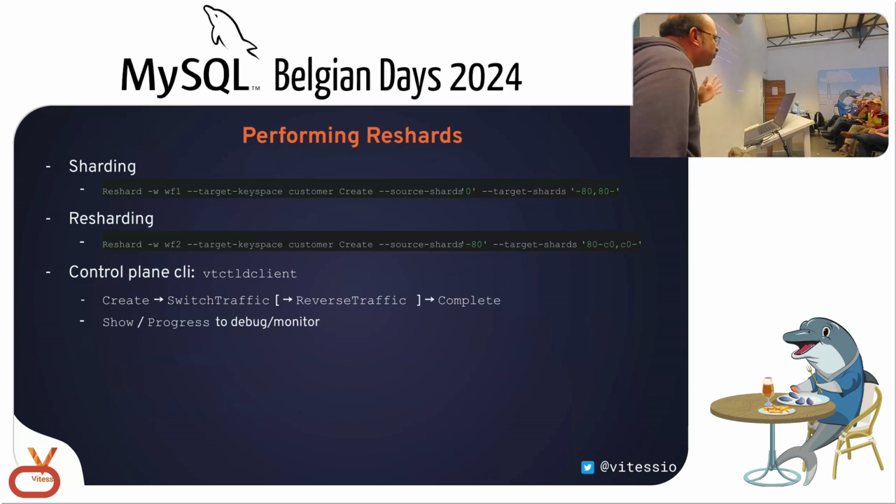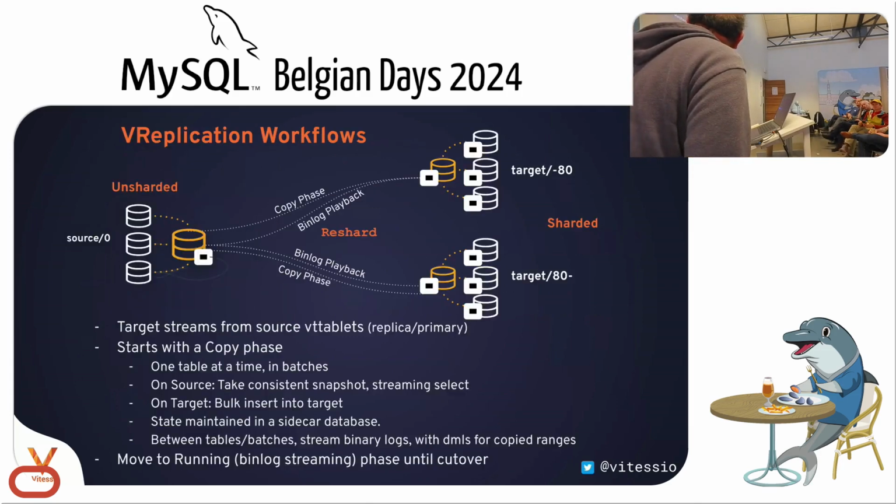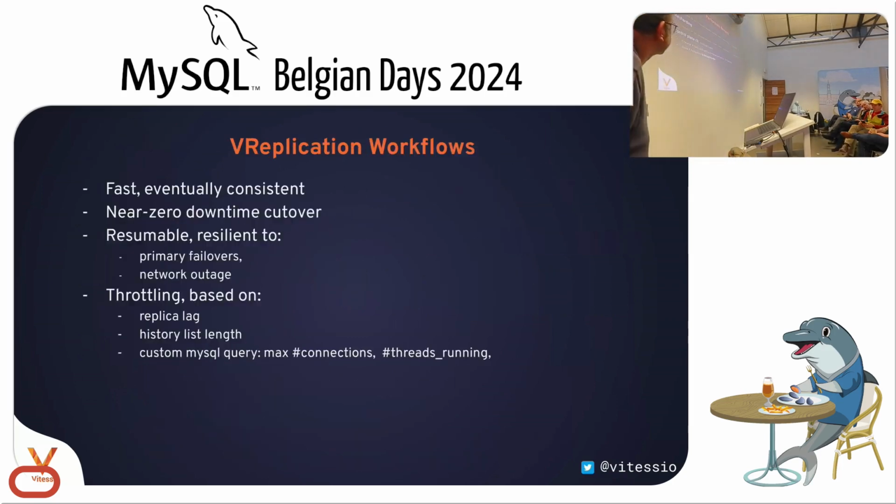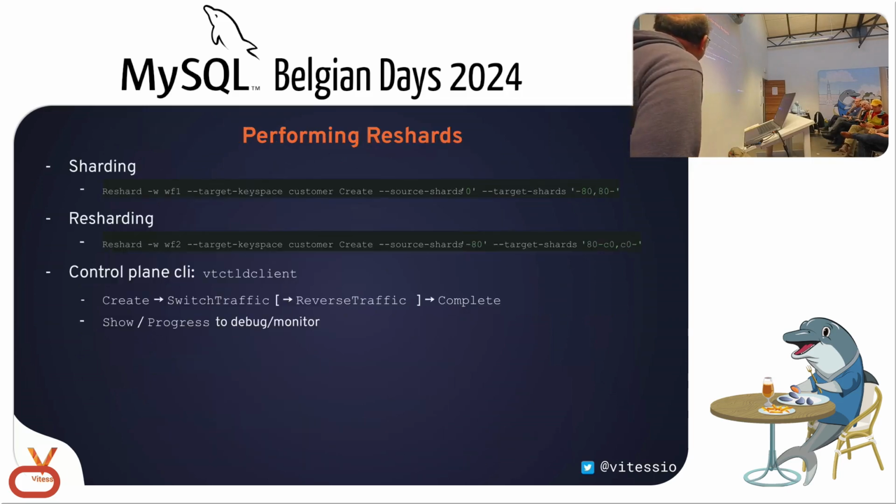So shards are not uniform. They can be split in any distribution across that 64-bit space. I think the largest customers we know today have 256 shards, and they're planning to go to 512 in a couple of years. So that's the largest one that we know. This command is run in the CLI using the VTCTLD client interface. When you create the workflow, it starts actually replicating data from the source to the target.